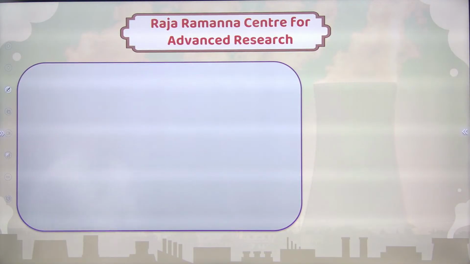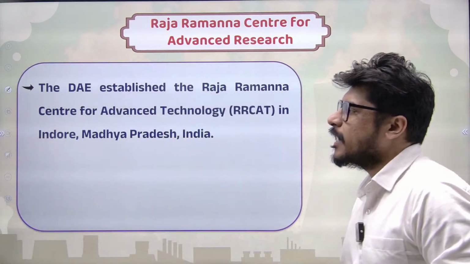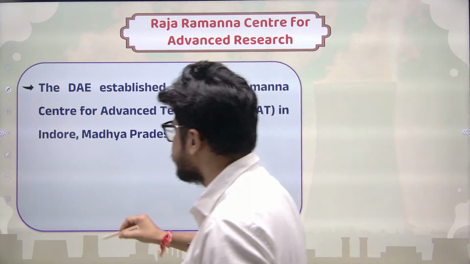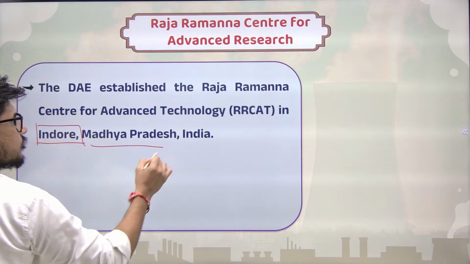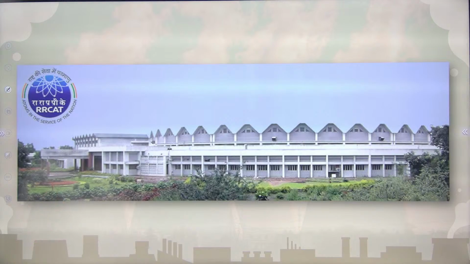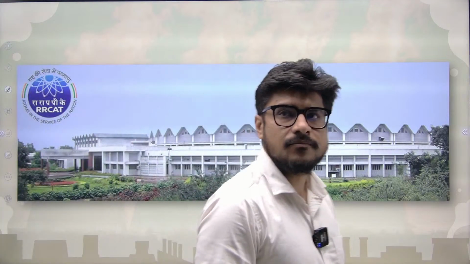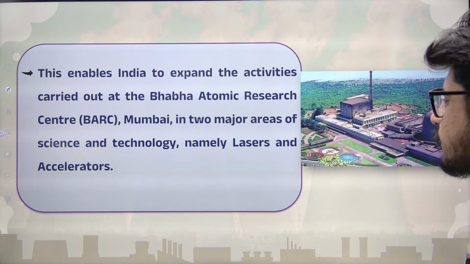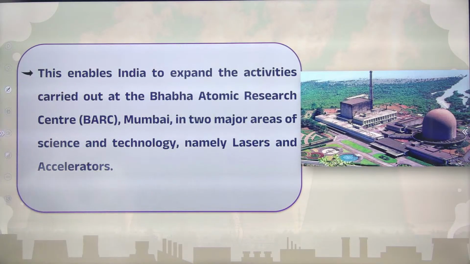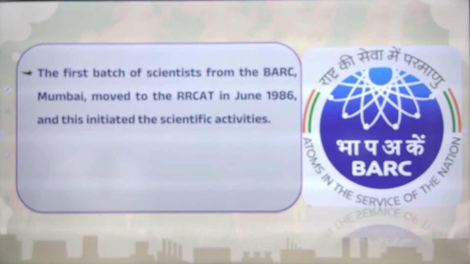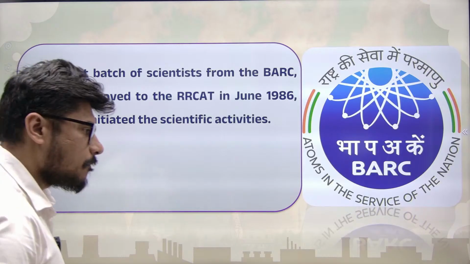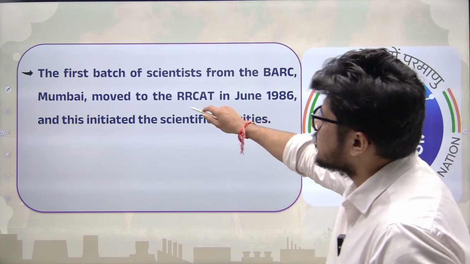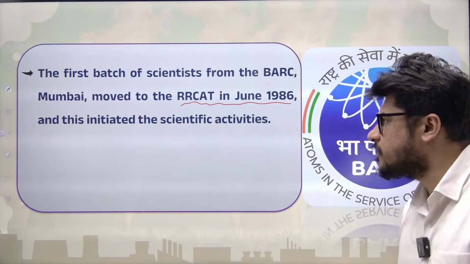Raja Ramanna Center for Advanced Technology. The Department of Atomic Energy has established it. Where is it located? It is located in Indore, Madhya Pradesh. You can see Raja Ramanna Advanced Research Center. Let us also talk about BARC, Bhabha Atomic Research Center. The first batch of scientists from the Bhabha Atomic Research Center, Mumbai, moved to Raja Ramanna Center in 1986, and this initiated the scientific activities.